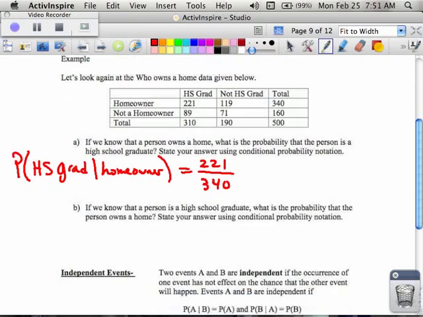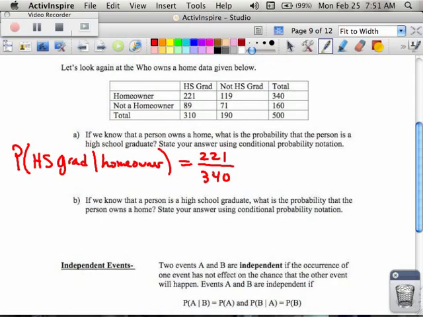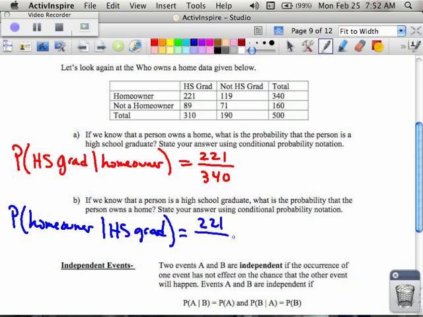Using that same table with the conditional probability, if we know that the person is a high school graduate, what's the probability that they own a home? They're asking a different question in this case. So the probability that you are a homeowner this time, given that you are a high school grad, which is asking the reverse question. So now we look at the fact that you want to be both again, which is still 221. But this time, you want to find the probability of A occurring. So the thing is 310, for the high school grad.